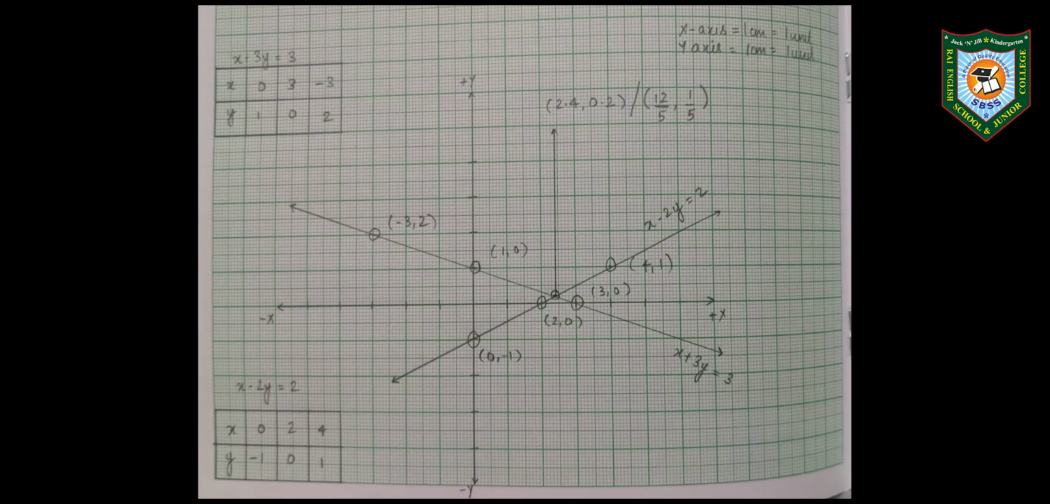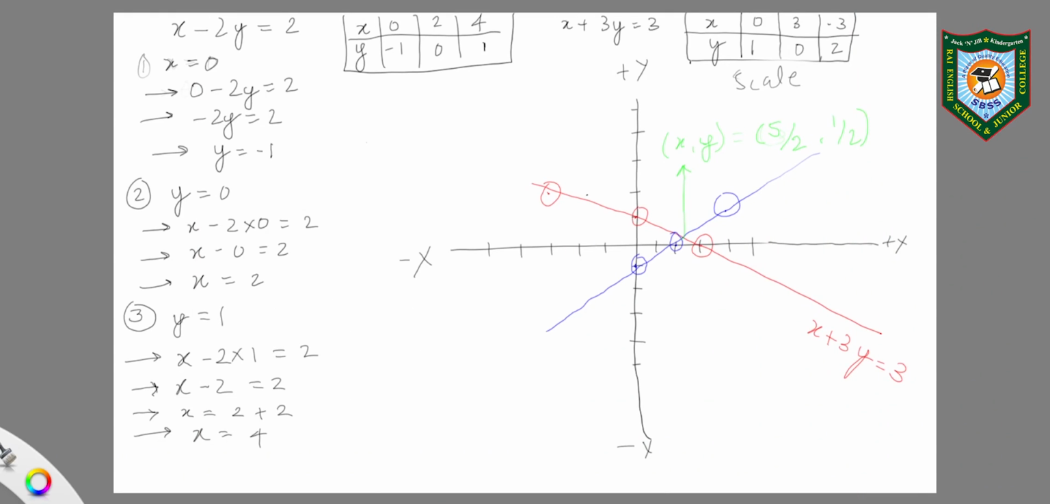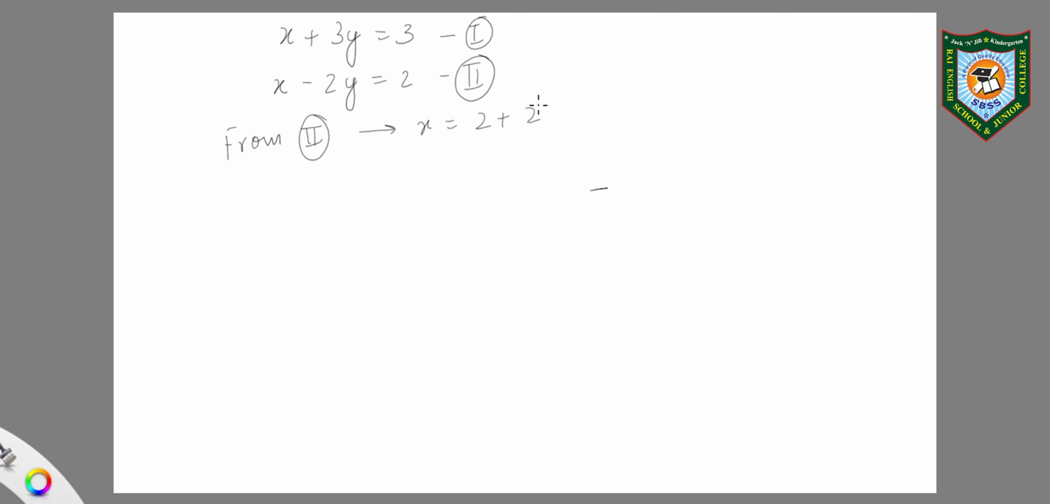Just to be sure, we're going to solve this question by a different method, let's say substitution or elimination, and we are going to see what our solution is. So now we have x plus 3y is equal to 3 and x minus 2y is equal to 2. So this is my equation 1. This is my equation 2. From equation 2, I get x is equal to 2 plus 2y.